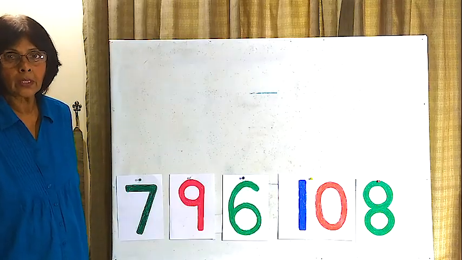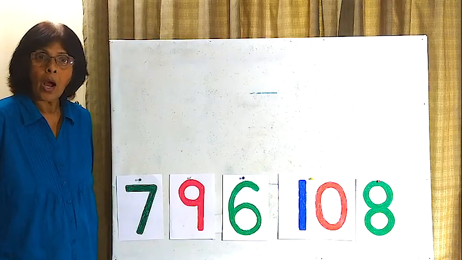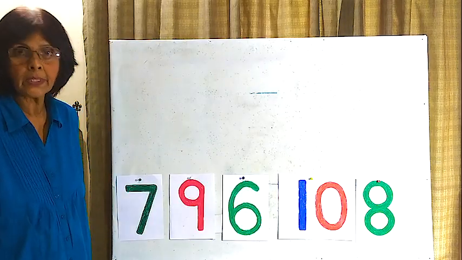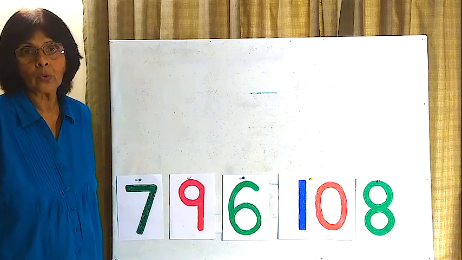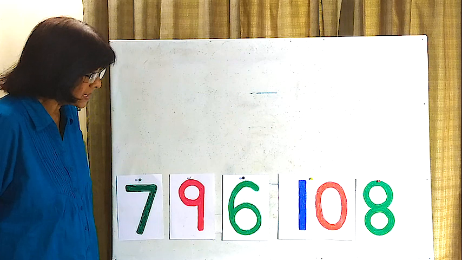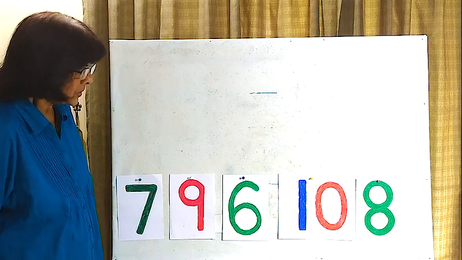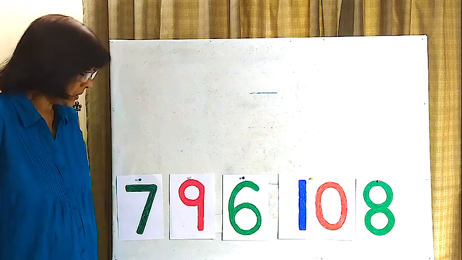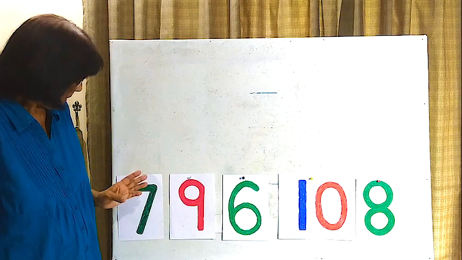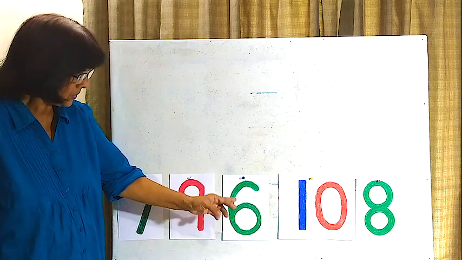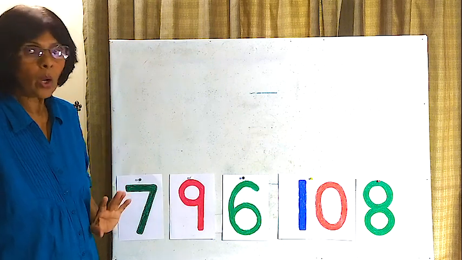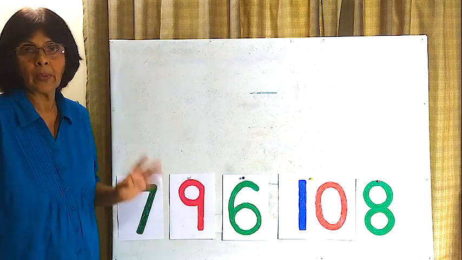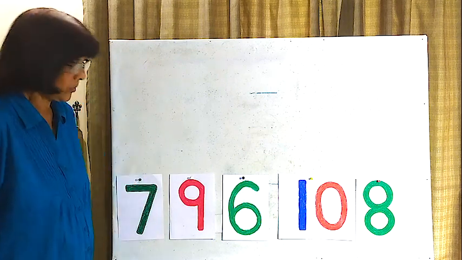Hello children, now I will teach you how to place these numbers in order. In the previous lesson you learned 1 to 5. In this lesson you are going to learn 6 to 10. These numbers are here: 7, 9, 6, 10, 8. They are not in order. We have to place them in order, right?